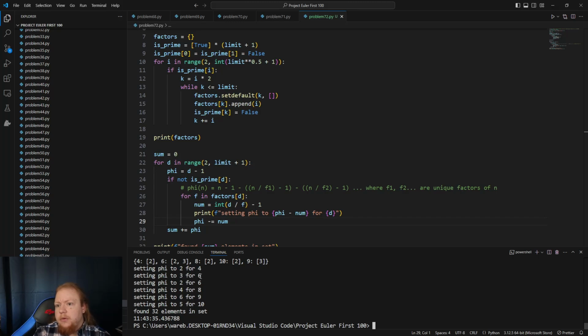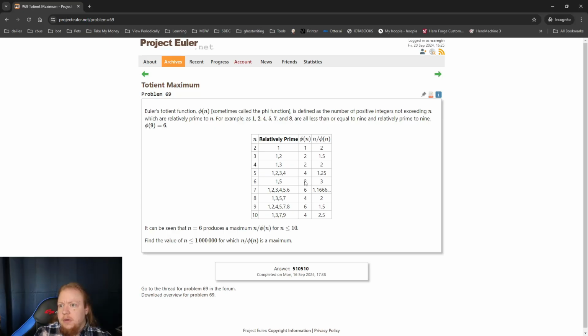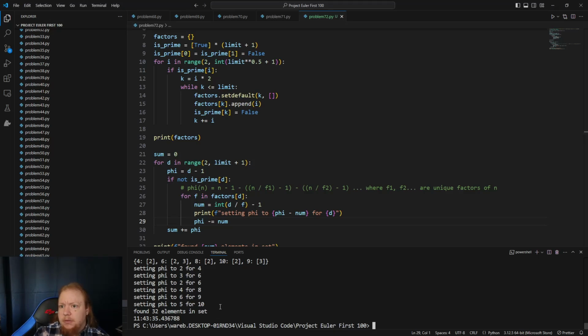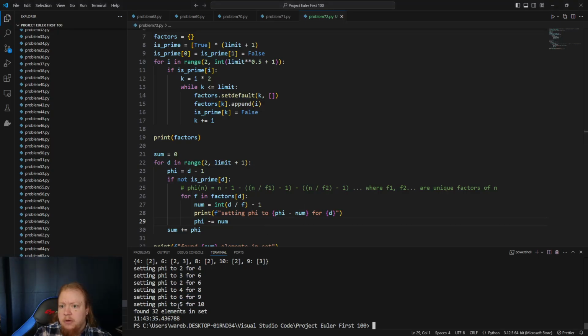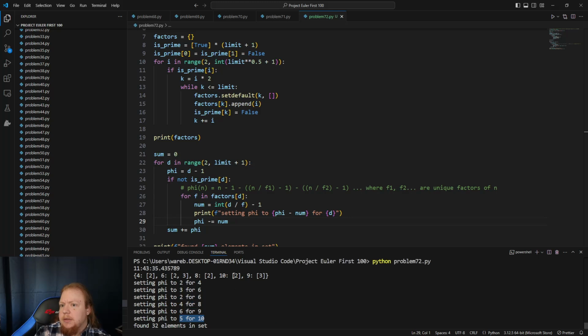Two for 4, 3 for 6, which is incorrect. Yep, then 2 for 6, that's correct. 4 for 8, which is the correct answer. 6 for 9, 5 for 10. Should be setting 10 twice. Five isn't showing up as a factor of 10.